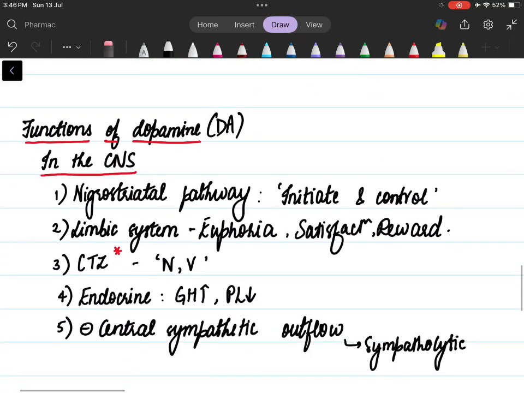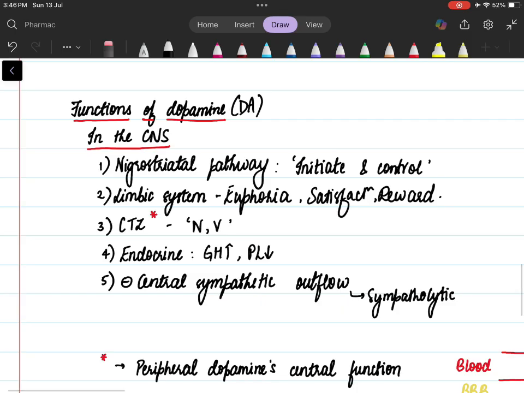So first, let's begin with understanding the functions of dopamine. This will really come in handy when we have to learn the mechanism of action and adverse drug reactions of various drugs. So dopamine is a neurotransmitter. Of course, it's going to have more CNS functions. In the nigrostriatal pathway, which is just a pathway in the central nervous system from substantia nigra to the striatum.